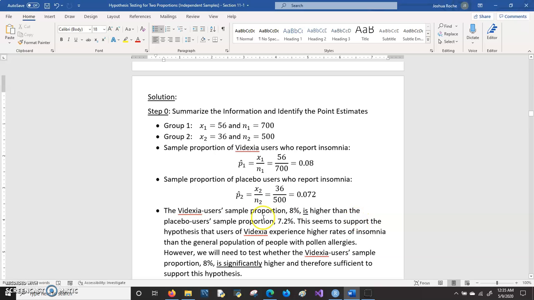This seems to support the hypothesis that users of Videxia experience higher rates of insomnia than the general population of people with pollen allergies. However, we will need to test whether the Videxia users' sample proportion of 8% is significantly higher, and if it is, we would say that it would be sufficient to support that hypothesis.